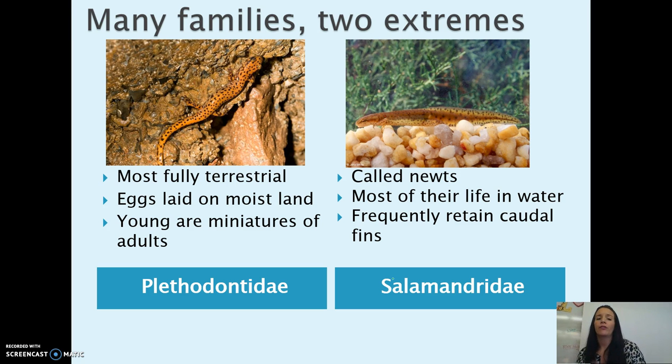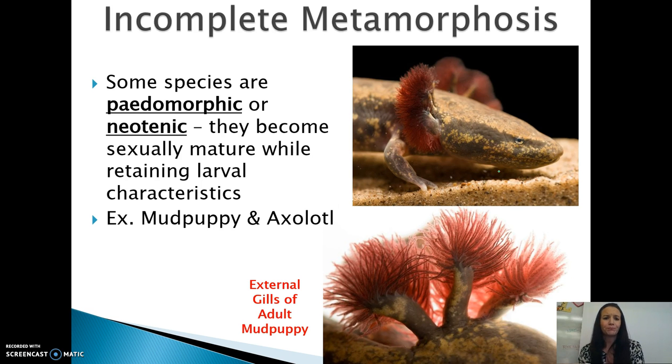Now there are very extremes in this order as well. So there's the Plethodontidae and the Salamandridae. Now the ones that are the Plethodontidae are fully terrestrial, most of them. The eggs are laid on moist land and the young are just miniatures. The Salamandridae are things called newts, and they actually spend most of their life in water, and they frequently keep their caudal fins as well.